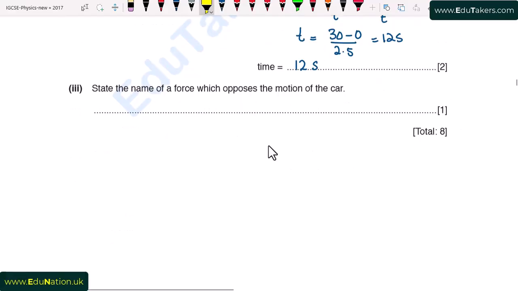State the name of the force which opposes the motion of the car. Here we have to tell the name of the force that opposes the motion of the car. So this force is basically frictional force or air resistance. I write here frictional force or air resistance.